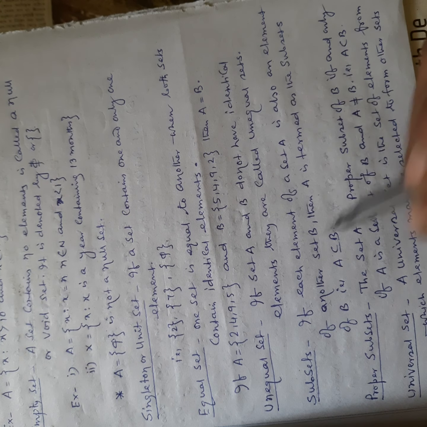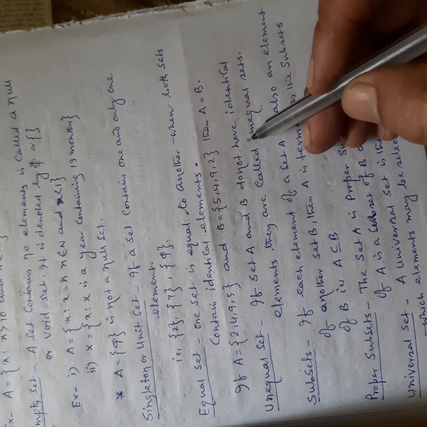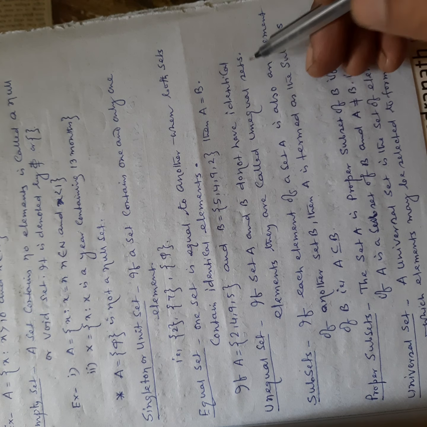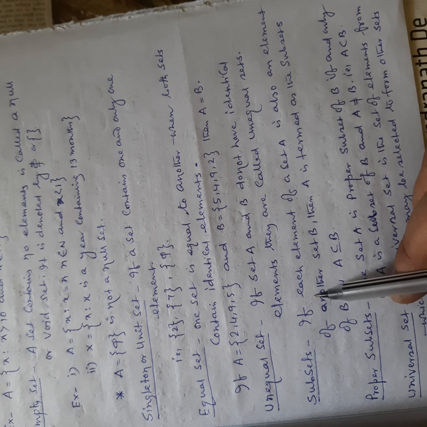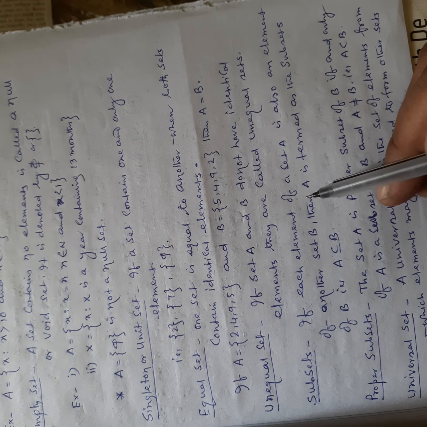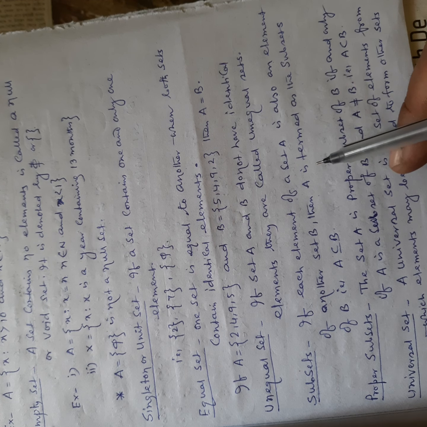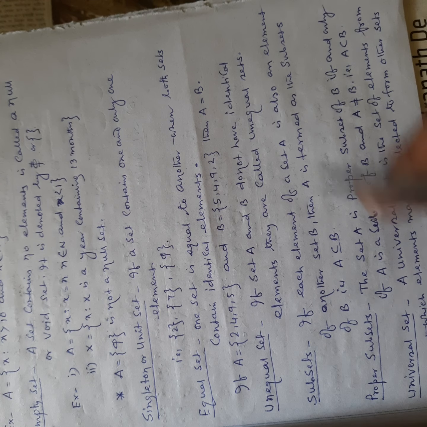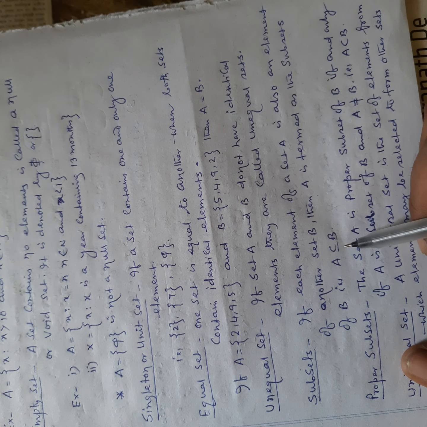Unequal sets. If sets A and B do not have identical elements, they are called unequal sets. Subset. If each element of a set A is also an element of another set B, then A is termed a subset of B, that is, A is a subset of B.